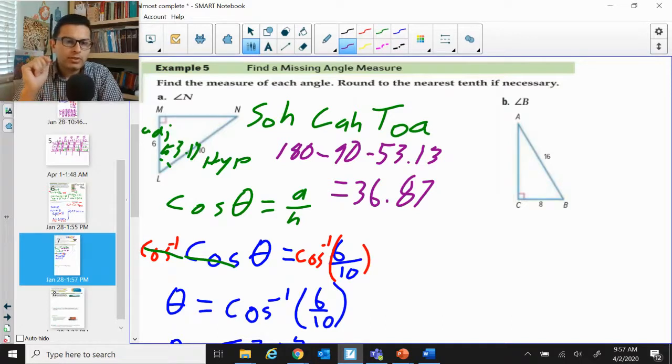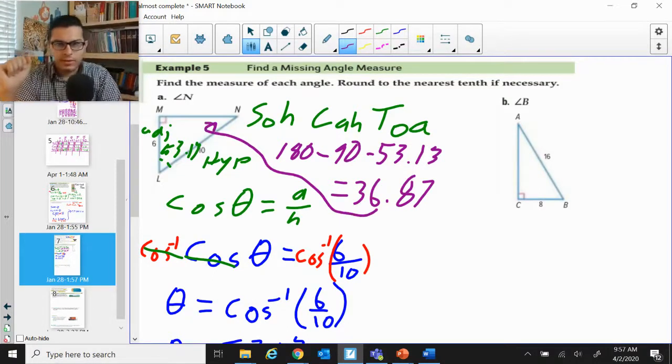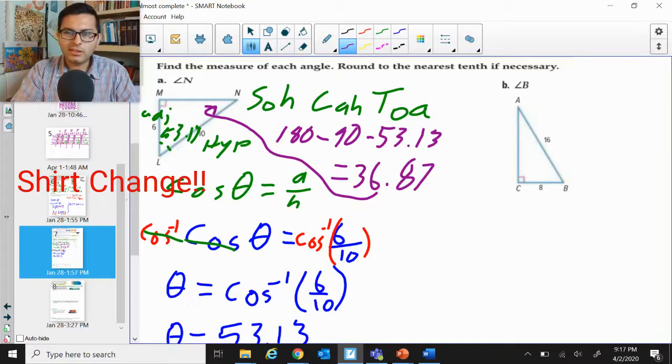So we have a completed triangle now. Here would be 53.13, and this would be the 36.87 that goes right there. I'm going to draw a little arrow that shows that, hey, that's that angle right over there. All right, let's try out this next one here.